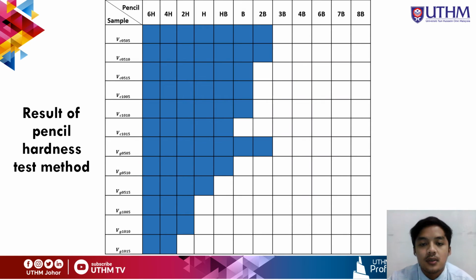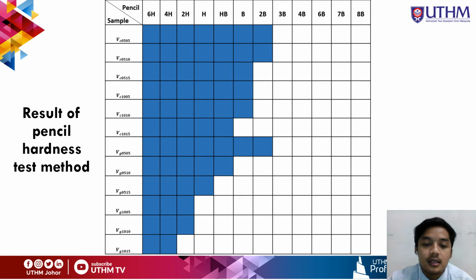Okay, so this table shows the result of the pencil hardness test method. For the cinnamon additive, the handmade soap with the cinnamon additive at 10 minutes stirring time and at 15% composition of additive has the highest H number of pencil. And for the ginger additive, the handmade soap with ginger additive at 10 minutes stirring time and at the highest composition of additive has the highest H number of pencil.